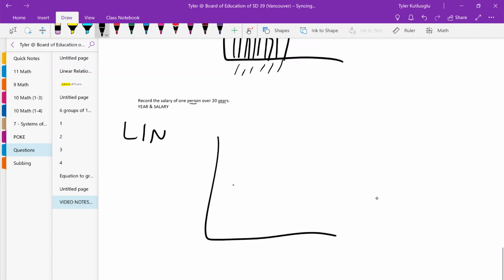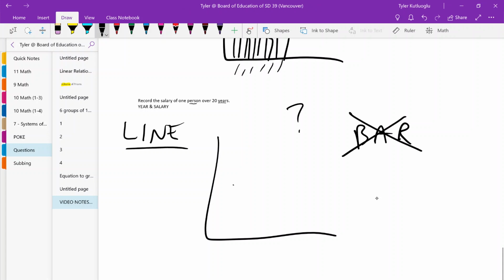Here, record the salary of one person over 20 years. So you think, are we going to do a line graph? Or are we going to do a bar graph? In this case, we actually are going to do a line graph. Because the years that we record on the bottom, like 08, 09, 2010, 2011, etc., those are all kind of related. And so we can show the kind of pattern of what's happening to that person over time.